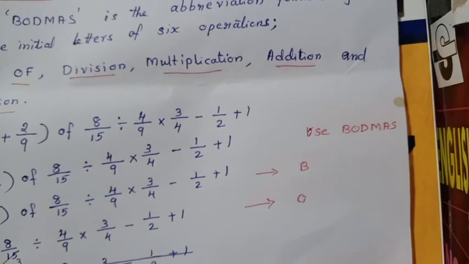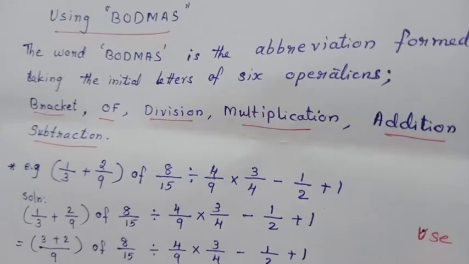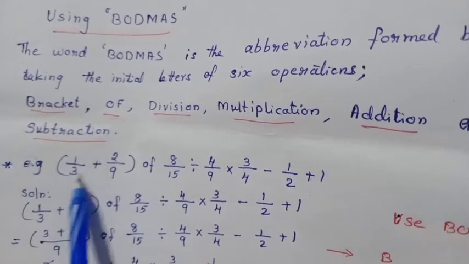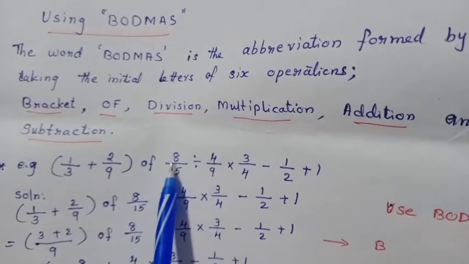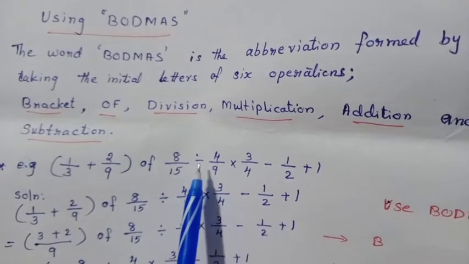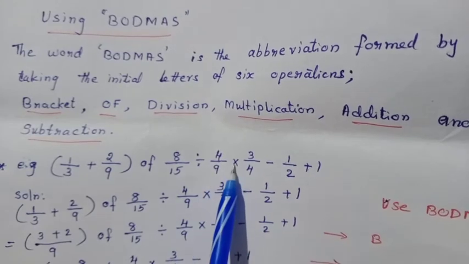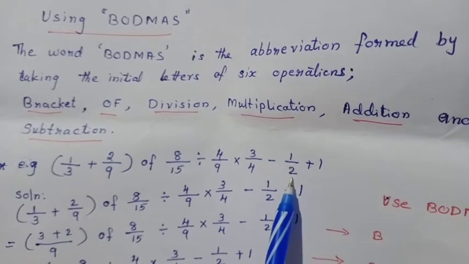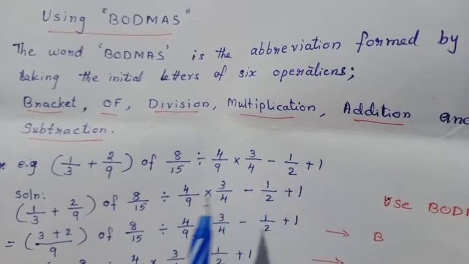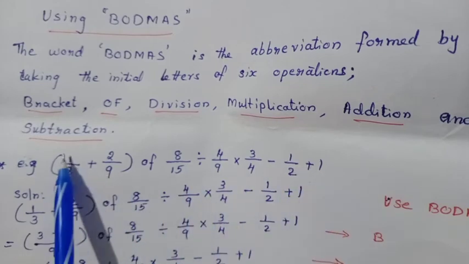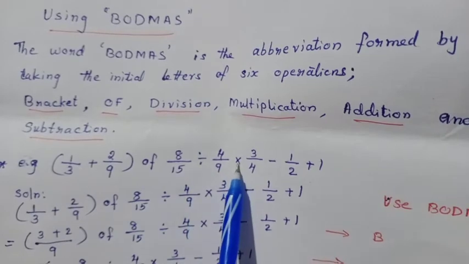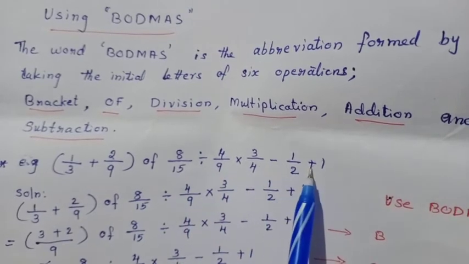Example 1 question we will do. 1 by 3 plus 2 by 9, that is in bracket, of 8 by 15 divided by 4 by 9 into 3 by 4 minus 1 by 2 plus 1. All 6 operations are used here: bracket, of, division, multiplication, subtraction, and addition.